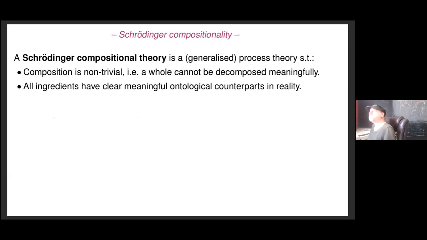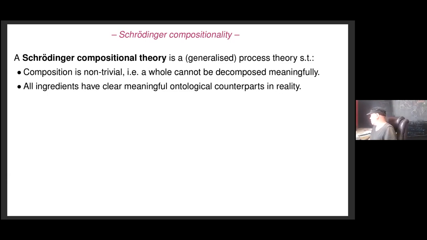So what are useful process theories for our purpose? I say a Schrödinger compositional theory is a possibly generalized process theory, such that composition is non-trivial. I mean, the whole cannot be decomposed as the parts meaningfully. So we want something like the tensor product in Hilbert spaces to make our theory sufficiently interesting. That's what we call a Schrödinger compositional theory.